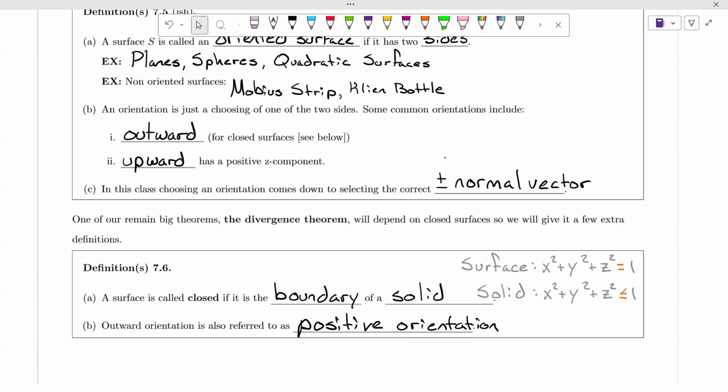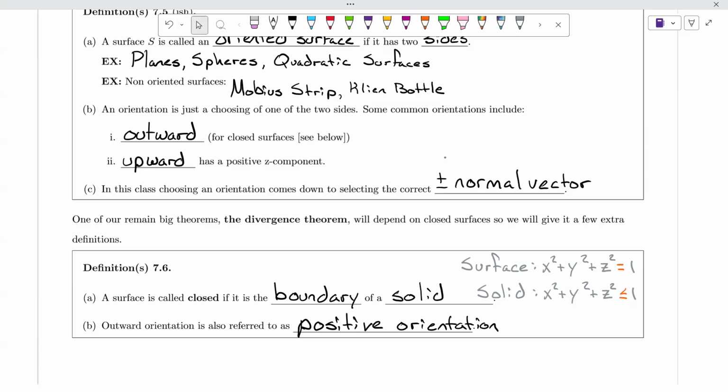really the important element to figuring out what orientation we should be using comes down to selecting the correct normal vector. Because our normal vector always gets a plus or minus on it. Because my normal vector could either go in one direction or in the backward direction. So we'll just need to make sure that we pick the right one for our orientation.